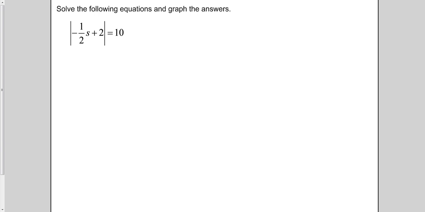Again, we do the same thing. We take the equation and then we do the two cases. So I'm going to do the one where we're going to the right. So we're going to add 10 one way. So we're going to have negative 1/2 s plus 2 equals 10. Then I'm going to do one on the left.